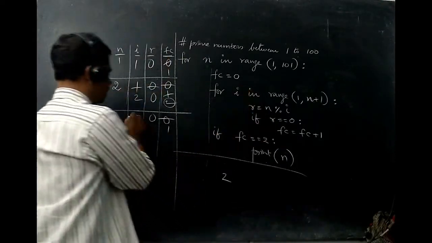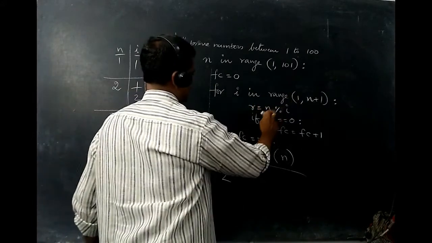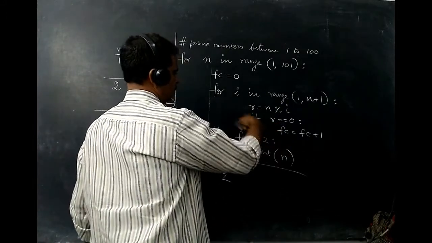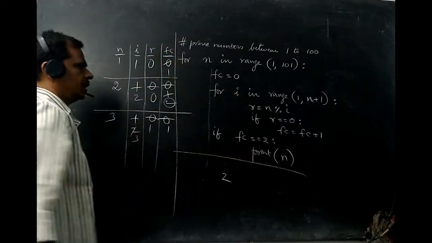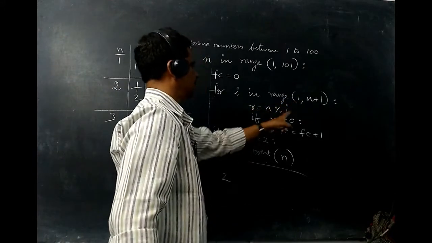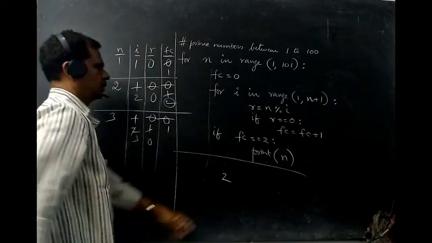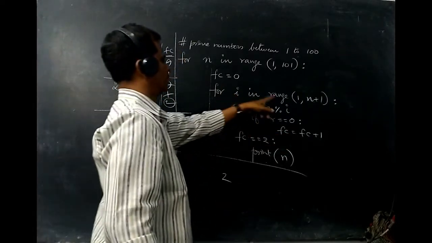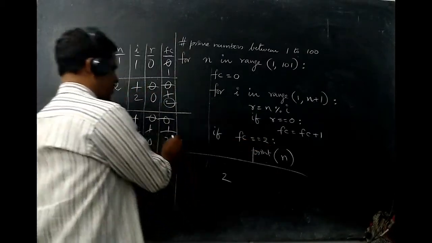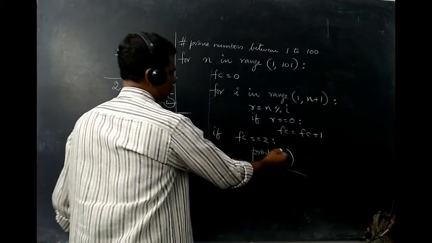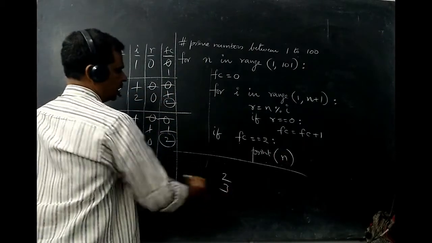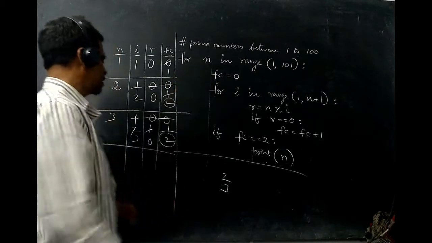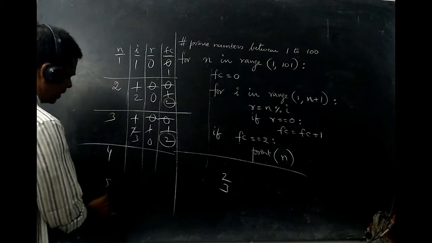Going back, I value 2. Yes. 3 % 2 is 1. Is it 0? No. Going back, what is I? 3. Yes, within range. 3 % 3 is 0. Is it 0? Yes. Factors count is 2. Going back, out of range. Coming here. What is FC by the time? 2. Since it is 2, it is printing n. My n is 3. 3 is also a prime number. It has got printed. Then going back. Now n is 4.